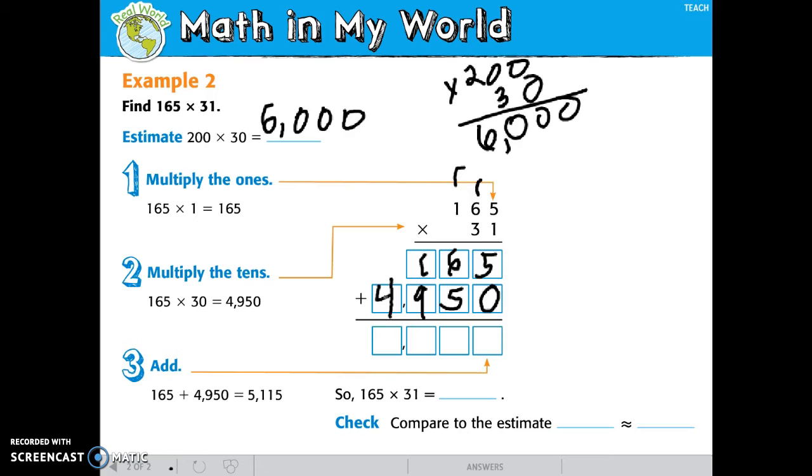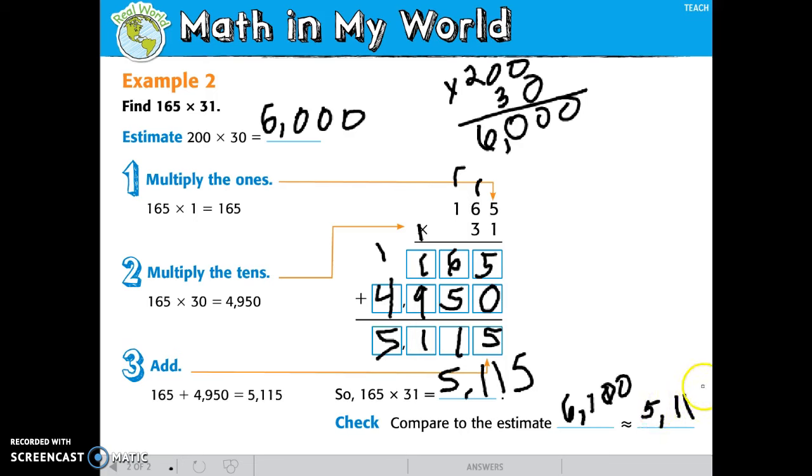So our final step is to add them all up. 5 plus 0 is 5. 6 plus 5 is 11. Carry your 1. 9 plus 1 plus 1 is 11. Carry your 1. 4 plus 1 is 5. So 165 times 31 is 5,115. And our estimate was 6,000. And 6,000 is close to 5,115. So we know that our answer is reasonable.